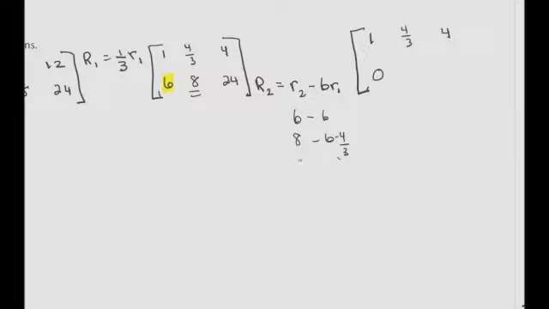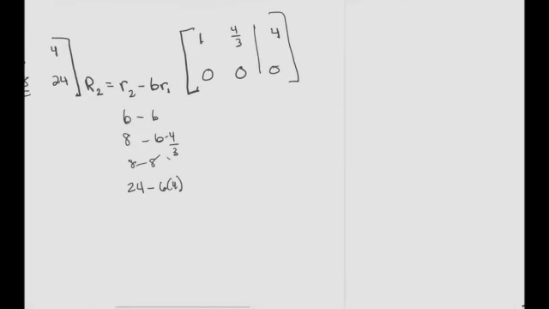Well, that's 8 minus 8. That's also a 0. Next one, 24 minus 6 times 4. Well, that's 24 minus 24. That's also 0. Well, what does this mean? This bottom row now, I can't diagonally get a 1. I already got a 0 and it's all across the board.